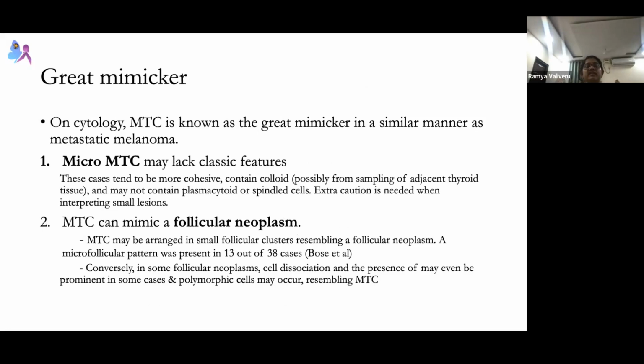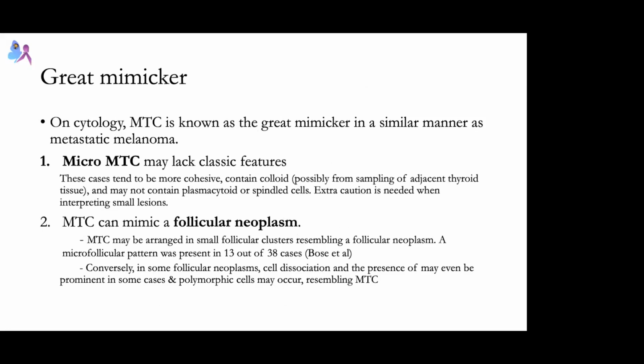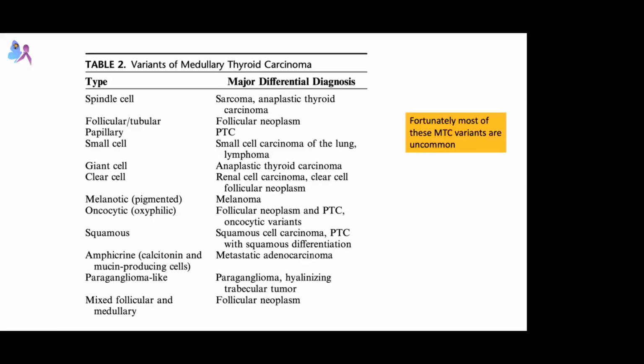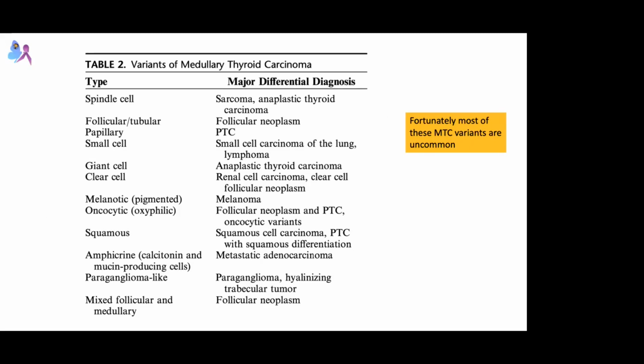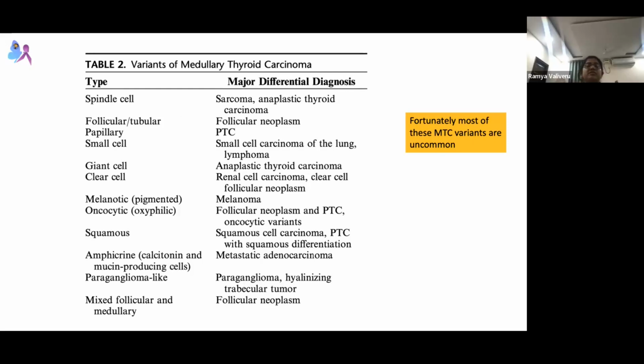And on FNAC, MTC. Ma'am, are there any aggressive variants like in PTC? Are some of these variants aggressive? No, I don't think such a study has been done, to my knowledge. Okay. It is so rare that out of some 300 patients, 2 had paraganglioma-like, and maybe 3 or 4 had oncocytic.